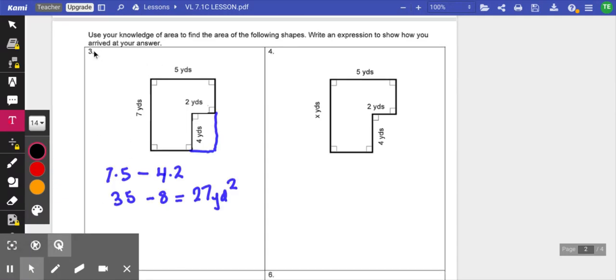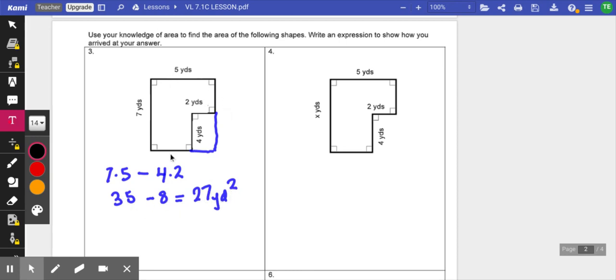Okay, so number 3, she got 27 yards squared. You could have cut it up and added the 2 pieces. I like to surround and subtract. So I surrounded it. The whole thing is 7 by 5. And then I cut off this little piece, which was 4 by 2. 35 minus 8 is 27 yards squared.